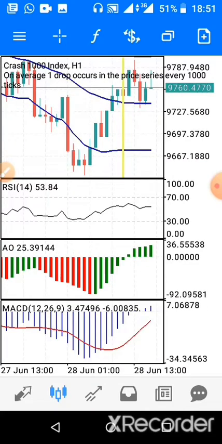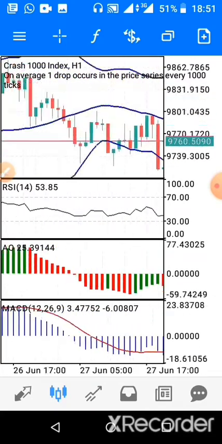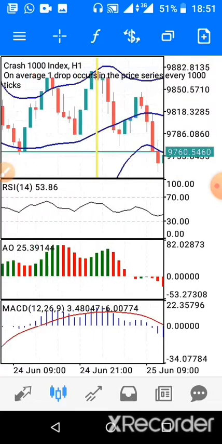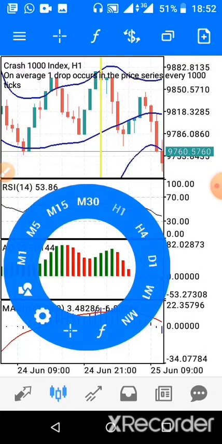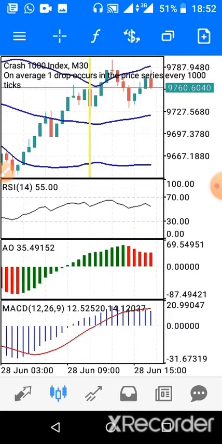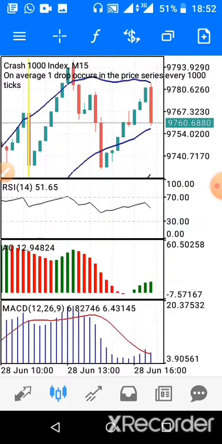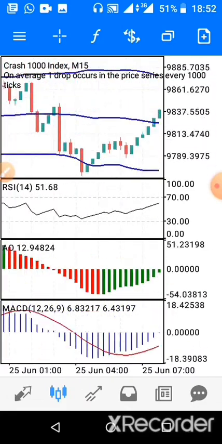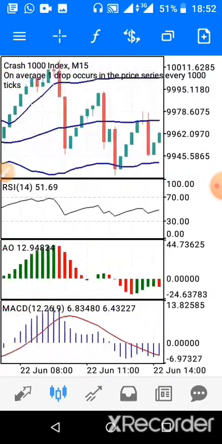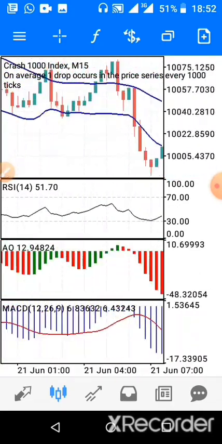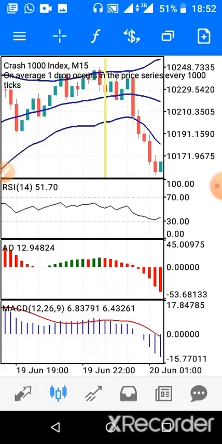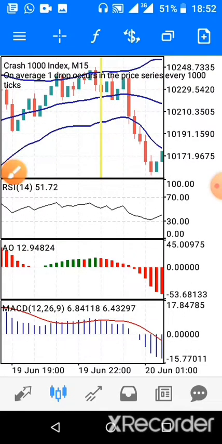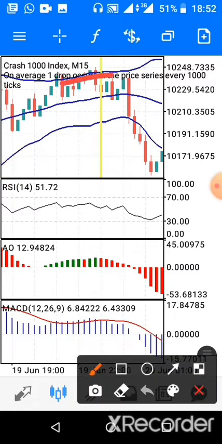So you first go to the highest time frame, look for an entry point. So I indicated one entry point there on H1 with a yellow line. You go to H30, and the same thing happened. Right there, it reached the topmost part of the Bollinger Band. We go to H15. The same thing happened on H15. The candlesticks reached the topmost part of the Bollinger Band for crash. And I'm sure on H5 the same thing happened.